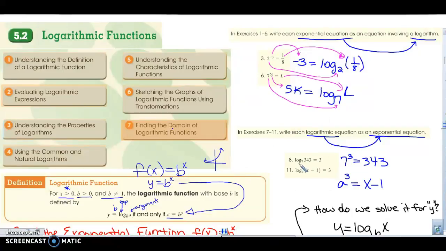Notice in these examples, they give us the problem in logarithmic form and we have to transfer it back into exponential form. I like to start with the base, since it's the easiest to identify. The base 7 raised to the power 3 is going to equal the result 343. The base a raised to the power of 3 is going to equal the result of x minus 1.